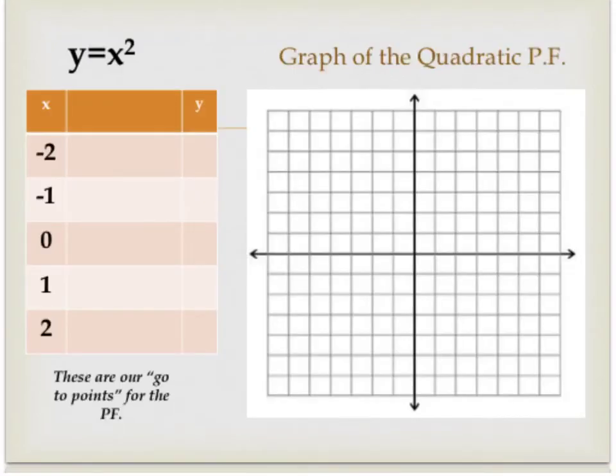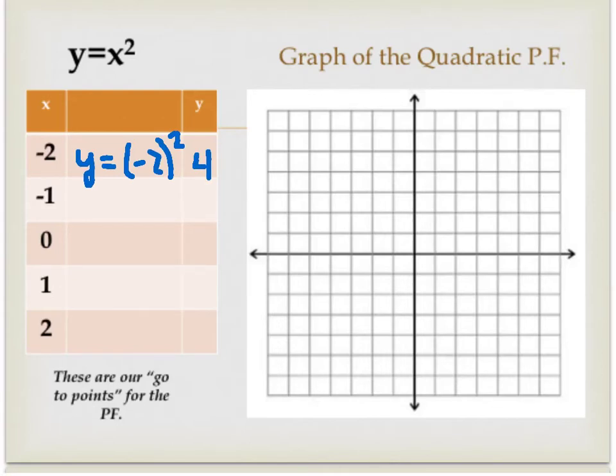So y equals x squared. I'm going to go ahead and pick these points 0, negative 1, negative 2, positive 1, positive 2. So whenever I'm plugging in negative 2, I get y equals, plugging in negative 2. Well, negative 2 squared is negative 2 times negative 2, which is a positive 4. So when I plug in negative 2, I get a positive 4.